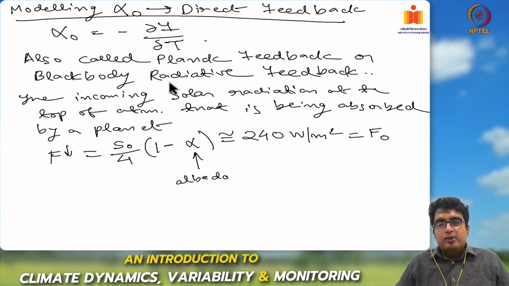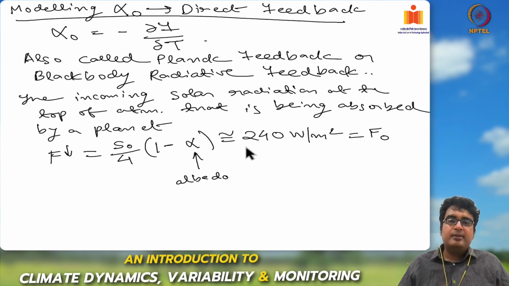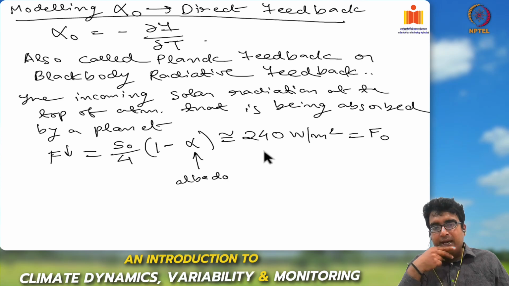Firstly, notice that the incoming solar radiation at the top of the atmosphere that is being absorbed by the planet, which is F downwards, is the solar constant S0 by 4 into 1 minus alpha, where alpha here is the albedo. This is not the feedback, so just remember that. And this is of the order of 240 watts per meter square, and we can assume it to be constant.